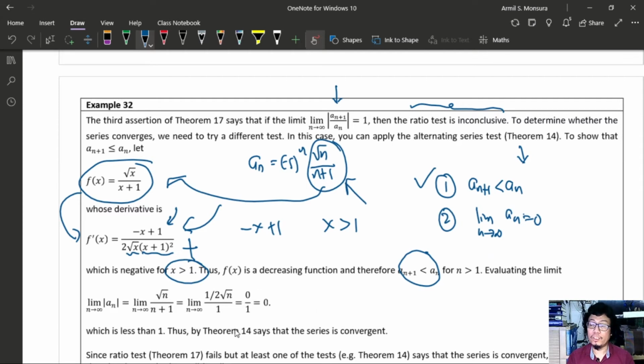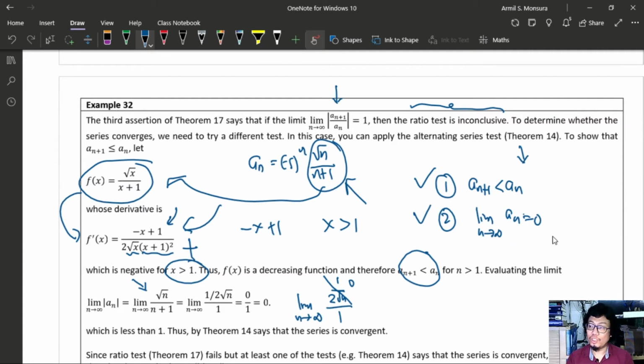Now, for the second requirement of Theorem 14, we evaluate the limit of the positive terms of the series. So we have here the square root of n over n plus 1. And using L'Hopital's rule in this case, I've used L'Hopital's rule to evaluate this limit. So you have 1 over 2 square root of n over 1. Its limit as n approaches infinity is basically this is 0, and this is 1. So in that case, that means that we were able to comply with the second requirement of Theorem 14.